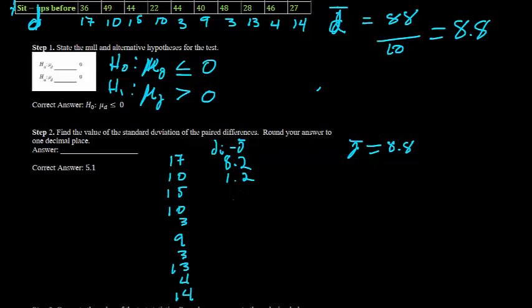10 is going to be 1.2. 15 is going to be 6.2. 10 is going to be 1.2. 3 is going to be 5.8. 9 is going to be 0.2. 3 is going to be 5.8. 13 is going to be 4.2. 4 is going to be 4.8. And 14 is going to be 5.8.